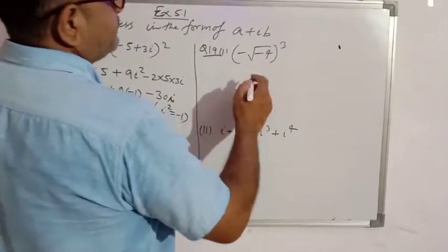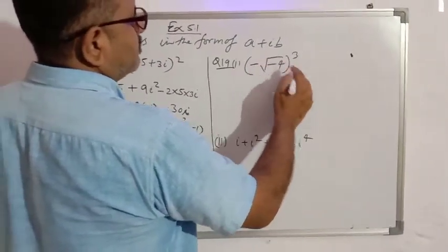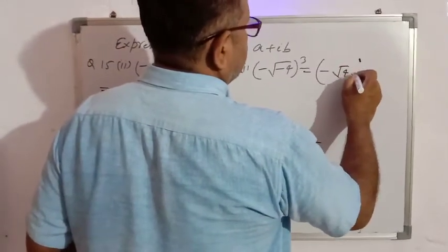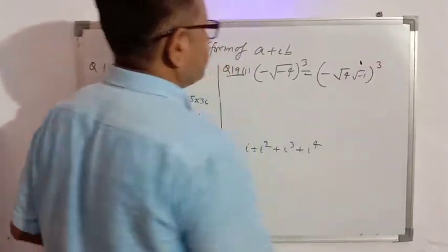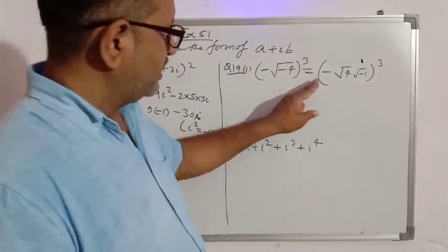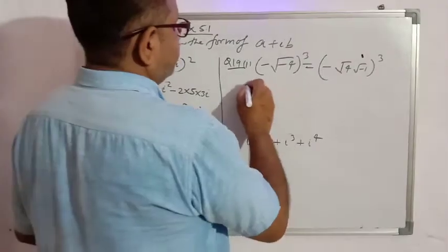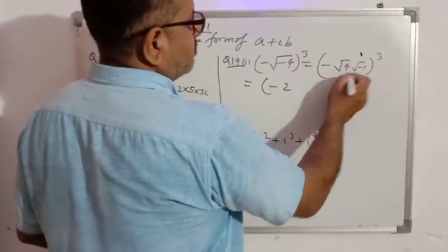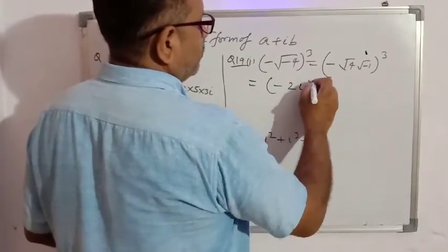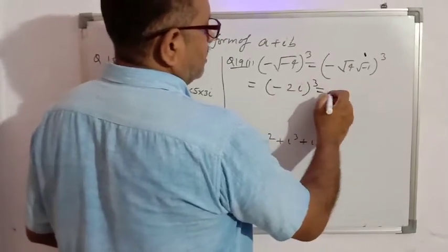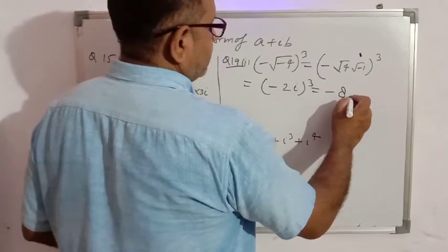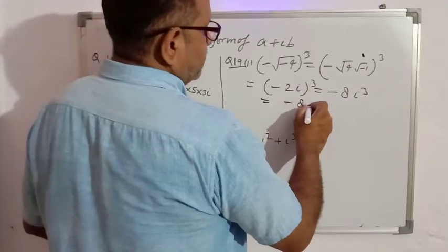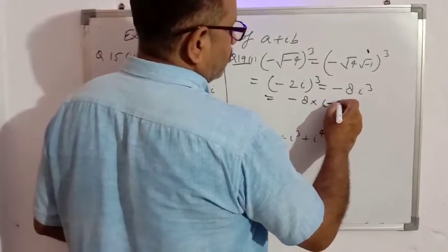See 19 first. Minus under root minus 4 whole cube. We can write it as minus root 4 into root minus 1, whole cube. The square root of 4 is 2 and root minus 1 is represented by i, whole cube. Minus cube it will be minus 2 cube, that means 8 i cube. Minus 8 i cube, we know that i cube is minus i.